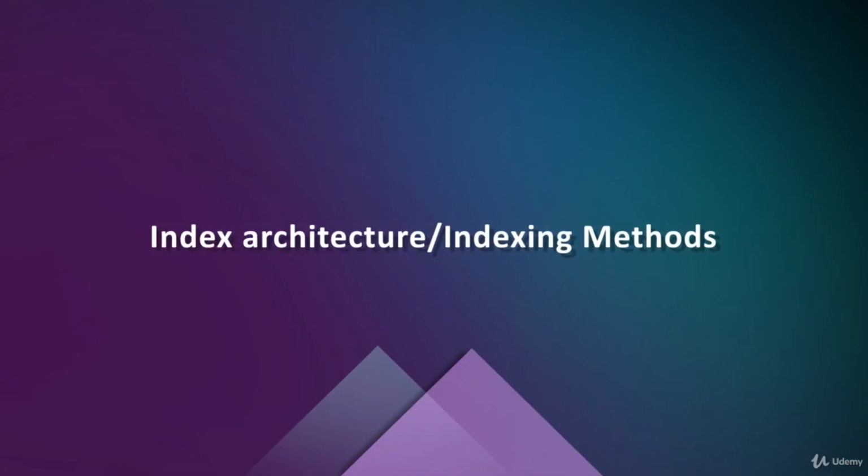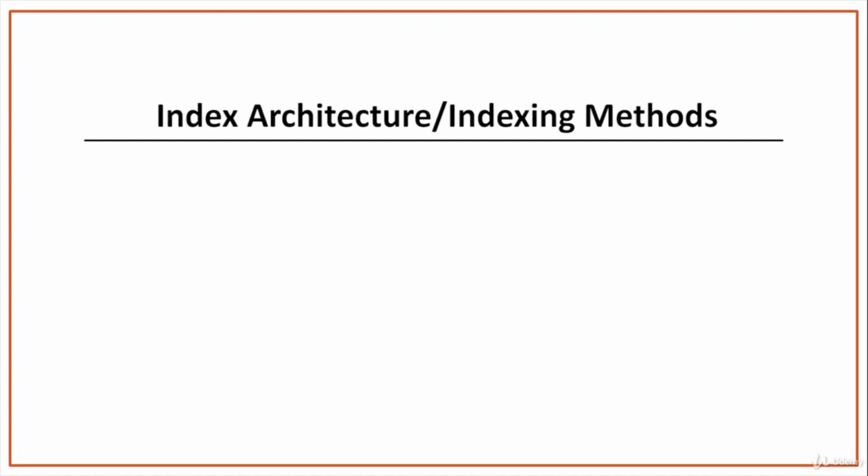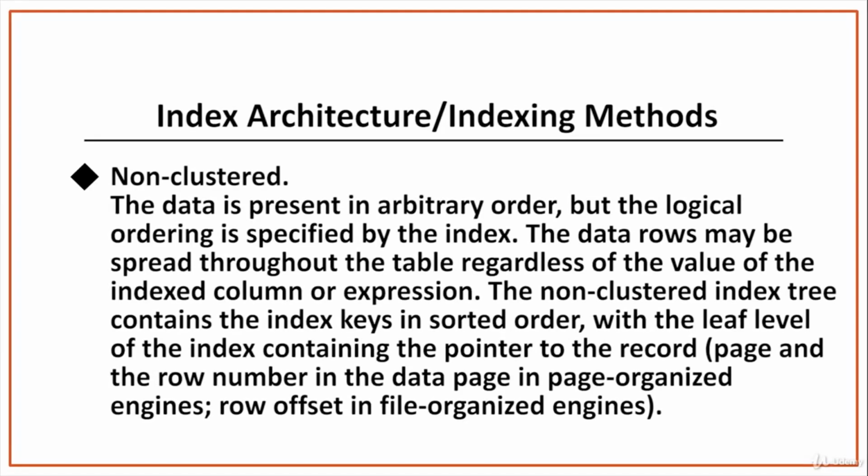First, non-clustered. The data is present in arbitrary order, but the logical ordering is specified by the index. The data rows may be spread throughout the table regardless of the value of the indexed column or expression. The non-clustered index tree contains the index keys in sorted order, with the leaf level of the index containing the pointer to the record, or page and the row number in the data page in page organized engines, row offset in file organized engines.